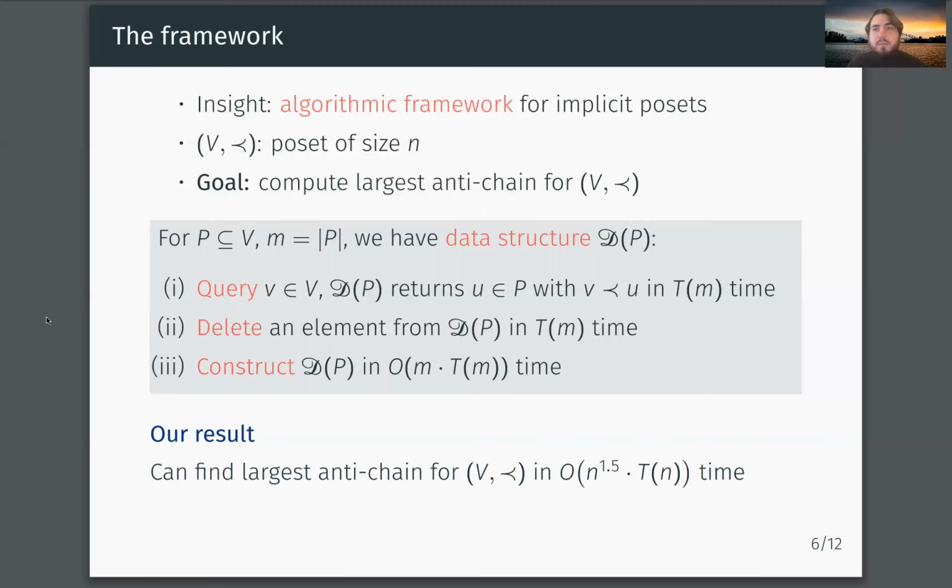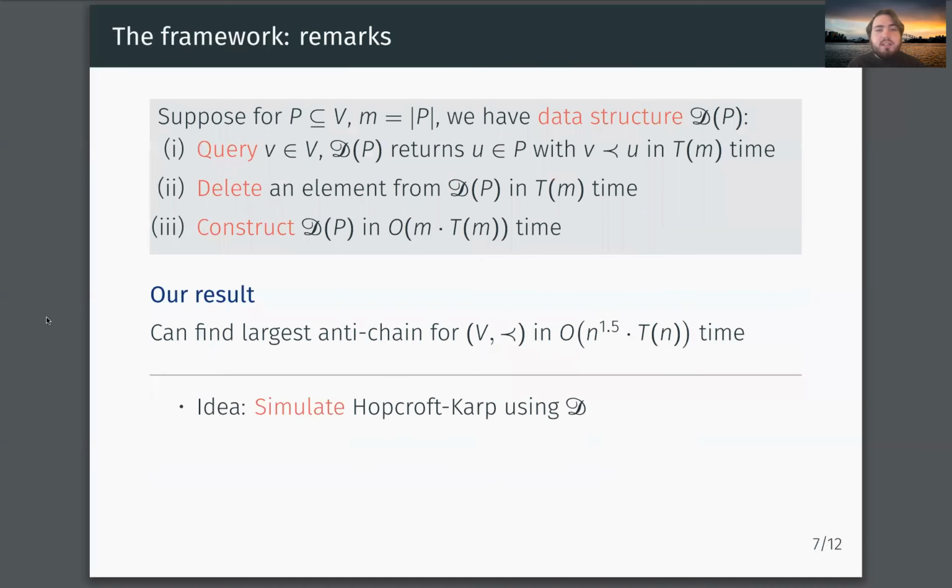Now, some remarks about this theorem of ours. The idea is, like I mentioned, to simulate the Hopcroft-Karp algorithm implicitly on this bipartite graph, using the data structure and querying it appropriately to find out the edges of the graph. This is actually based on a framework of Efrat et al. in 2001, where they were interested in computing the largest bottleneck matching in a given graph. So it's very similar to our approach, but we're coming at it from the angle of anti-chains.